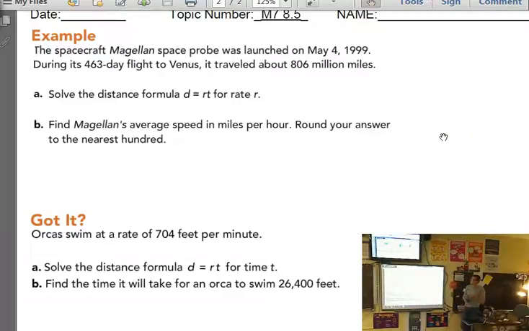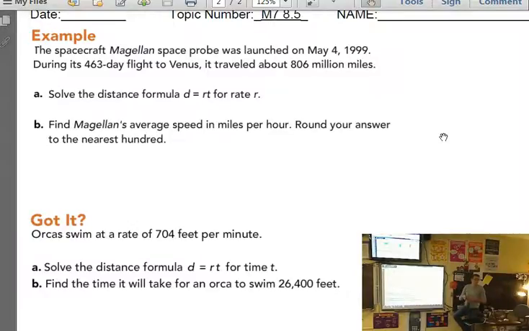So, the spacecraft Magellan. This was a real spacecraft. Launched May 4th, 1999. I remember this. I was 10 years old. I think it's a sweet name. So, hey, Mr. Estes, you remember Magellan spacecraft back in 99? They're like, what, really? Because they think all these problems are just made up.